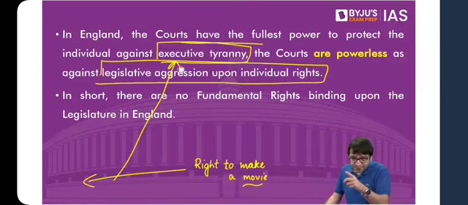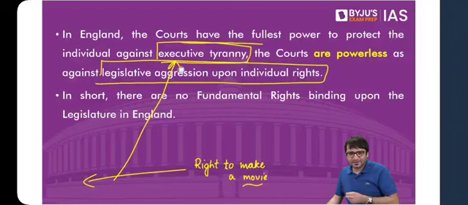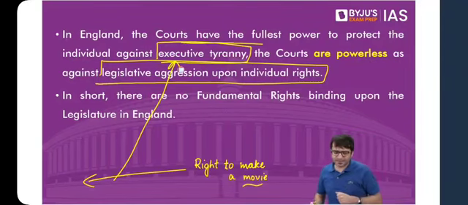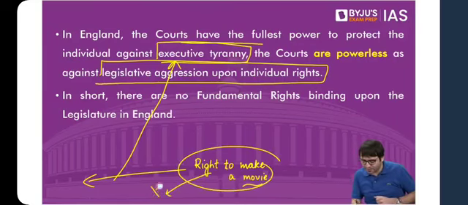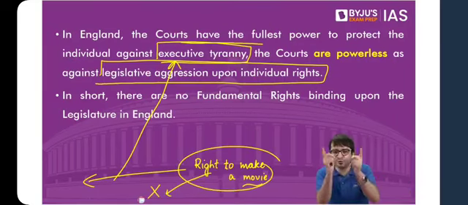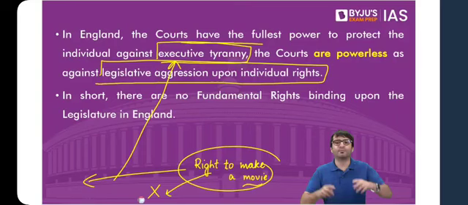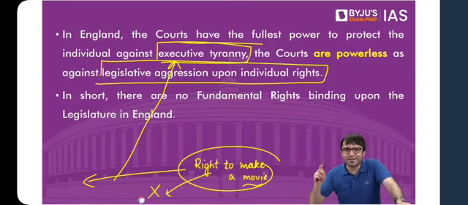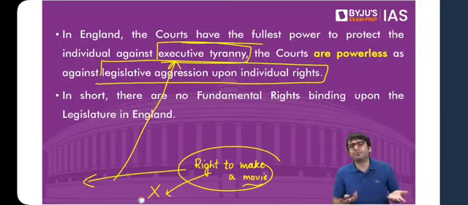So if the executive has violated your rights, the courts will come to your rescue and protect your rights in Britain. But what if tomorrow British Parliament makes a law and says right to make a movie is not a right? There is a prohibition on you from making a movie. You cannot go to the court. My lord, British Parliament has passed a law, and they're saying that you can't make a movie. Please protect me. Courts will say, I'm powerless.